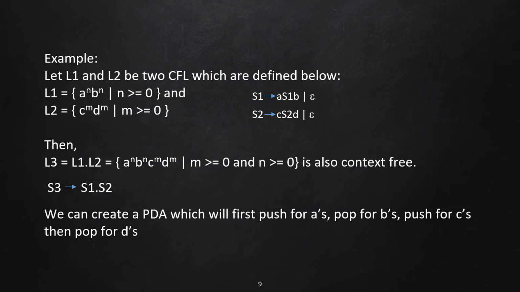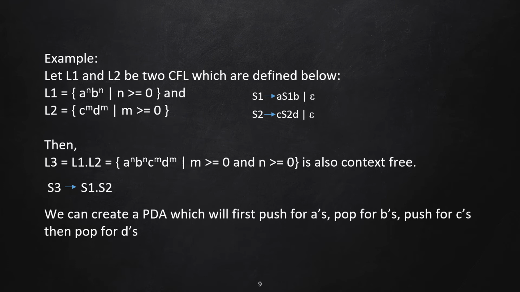By taking two context-free languages, L1 = a^n b^n, n ≥ 0, and L2 = c^m d^m, m ≥ 0, the concatenation L1·L2, also denoted as L3, is a^n b^n c^m d^m, where n and m are greater than or equal to 0, which is also a context-free language. The grammar for L3 will include all the productions of L1 and L2 along with S3 → S1 S2.